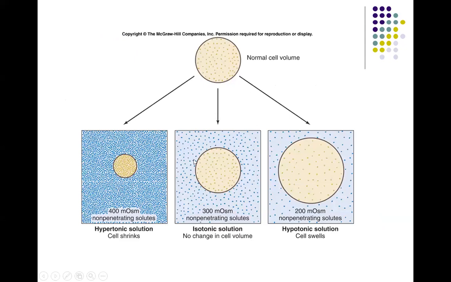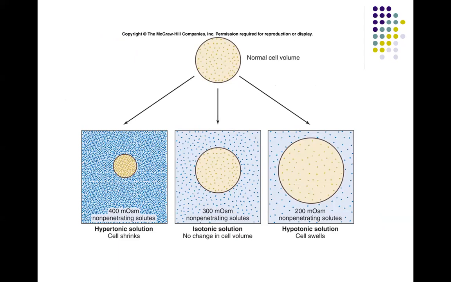So here's a different graphic. This is showing you the normal cell volume. If we put the cell into an isotonic solution, there's the same concentration inside and outside of the cell. You would have the same amount of water going out as is moving in. So the size and shape of your cell, like a tongue twister, will not change.